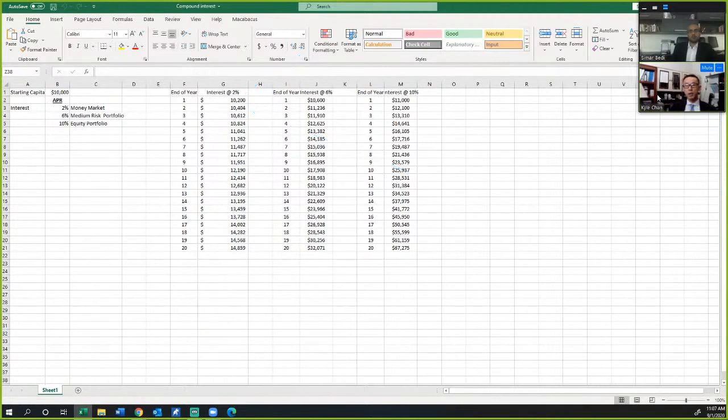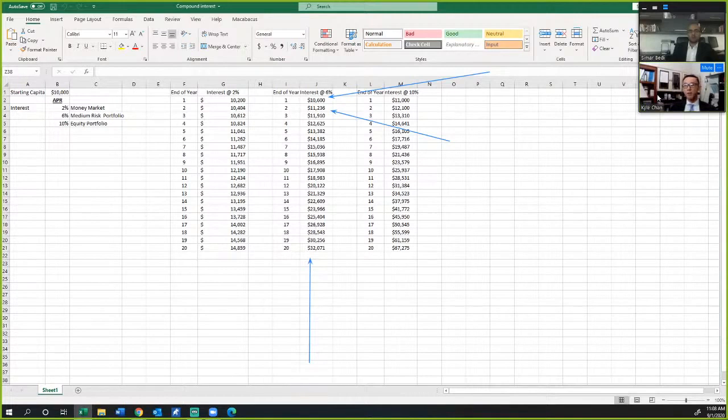Now, the medium risk portfolio at 6%. The first year, $600. The second year, as you notice here, it's $600 plus an additional $36. That's the compounding effect. But the power of investing here is that by the end of 20 years, you've gone to about $32,000, which is not bad for a portfolio that has medium risk.